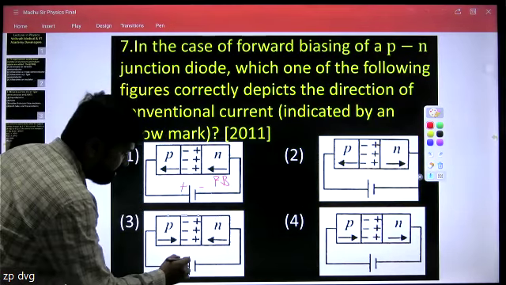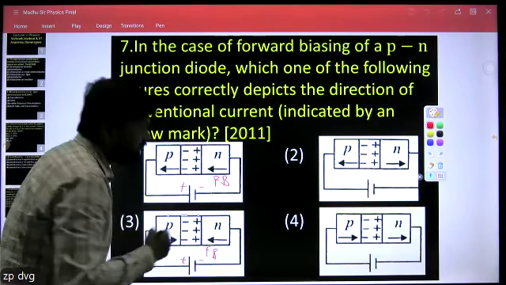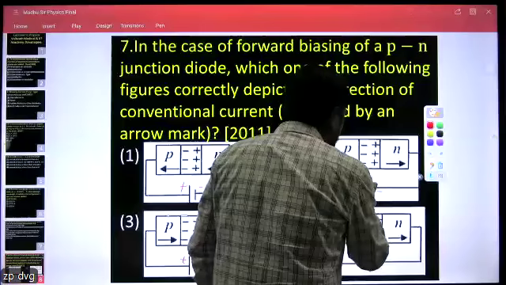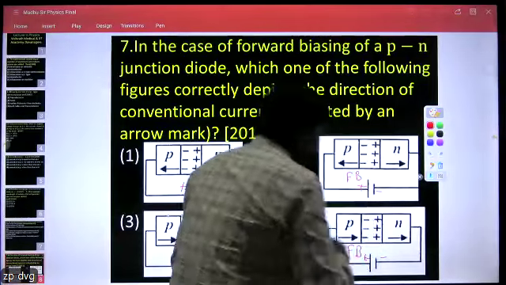Here also P is connected to positive, N is connected to negative. Name it as what? Forward bias. Here also P is connected to positive, N is connected to negative, forward bias. Name it as what? Forward bias.